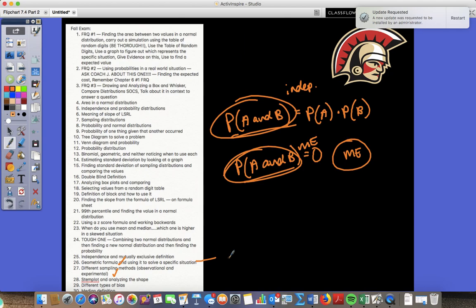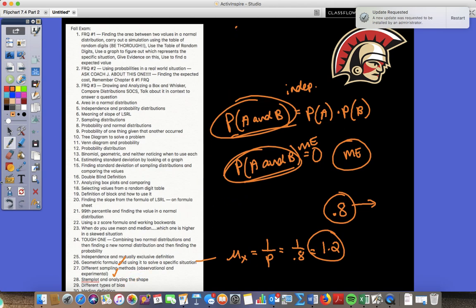Geometric is trials until my first success. So the mean of geometric would be 1 over P. So if the probability is hitting 80%, I'm an 80% free throw shooter, to find the expected amount of free throws I should take before hitting my first, it would be 1 over 0.8. And then going from there, I think that would be 1.25 free throws expected.